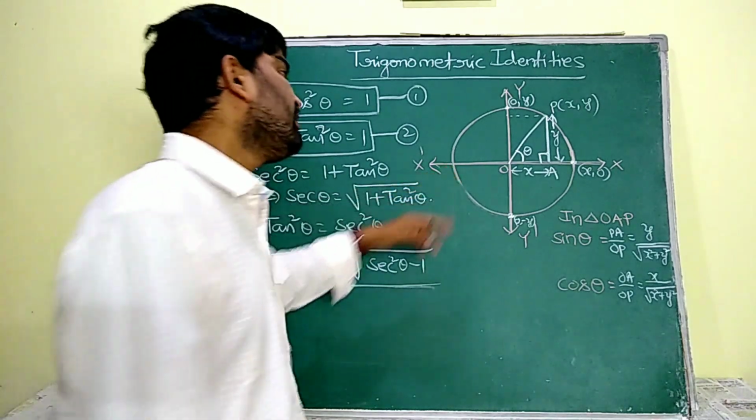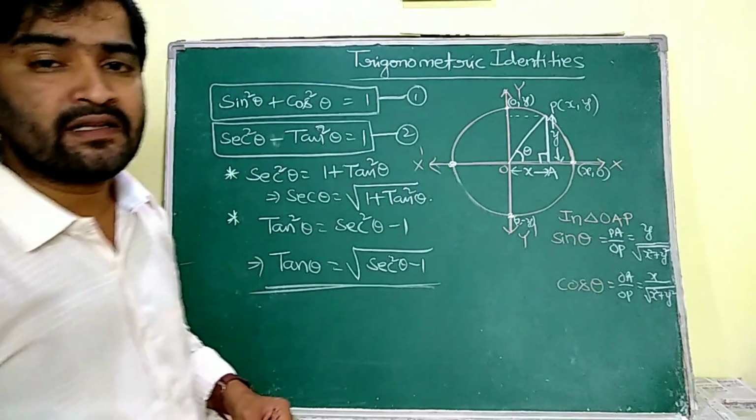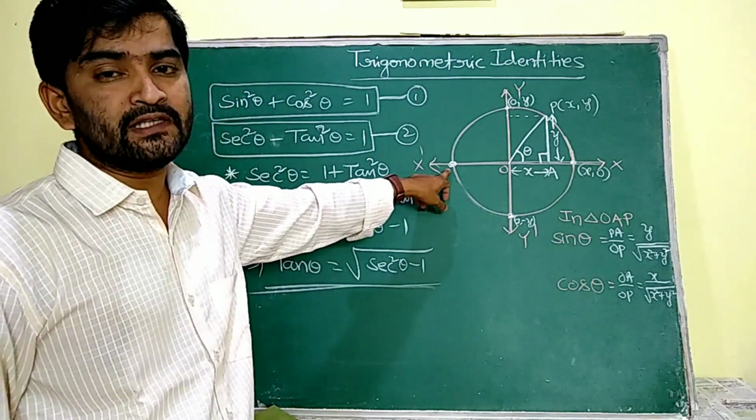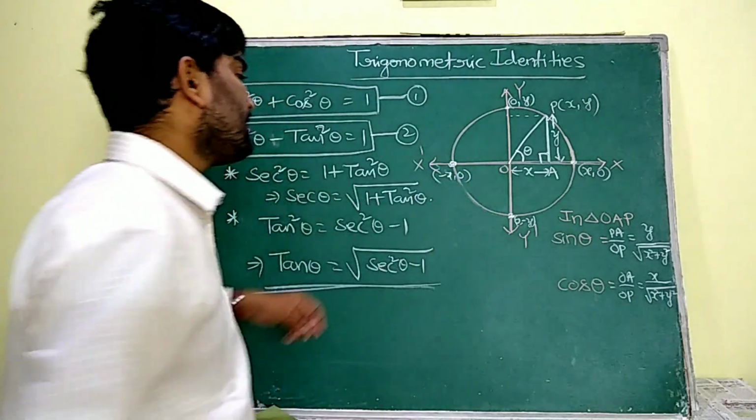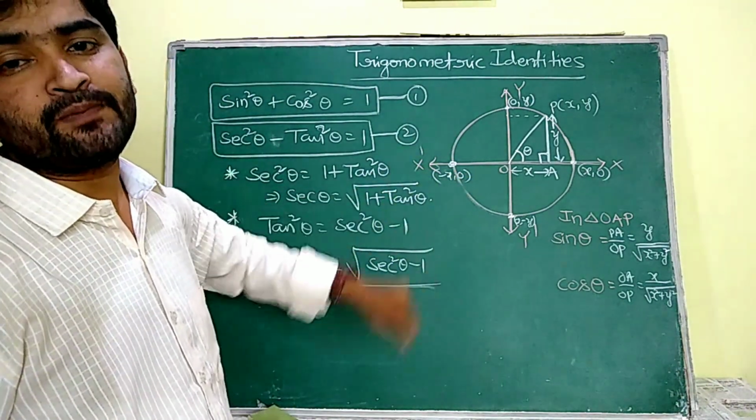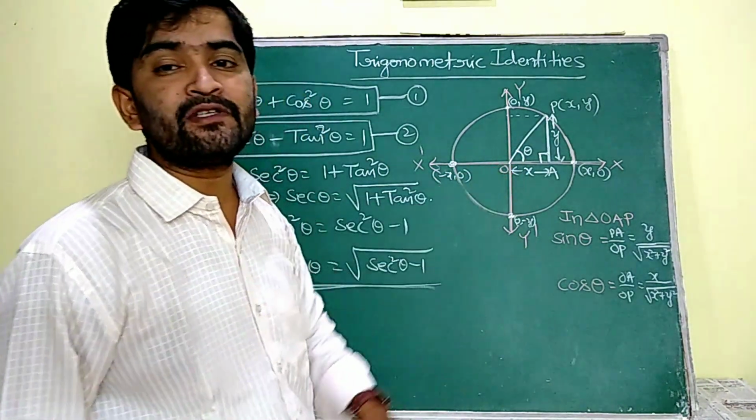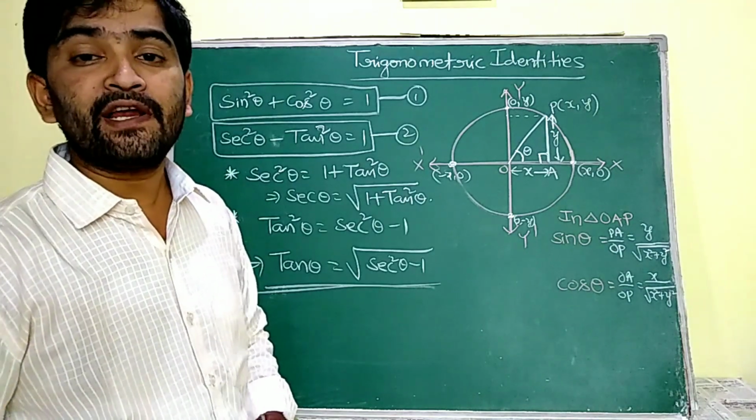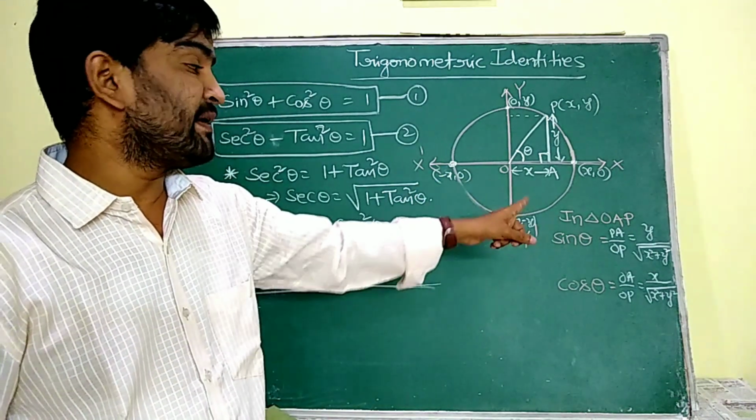Again, if I bring this P to the left-hand side, then this P value is again minus x comma 0. That means here also the y value is 0. That means at every even multiple of 90, see, it is 0 degree, it is 180 degree which means 2 into 90 degree, at every even multiple of 90, this sin theta becomes 0.